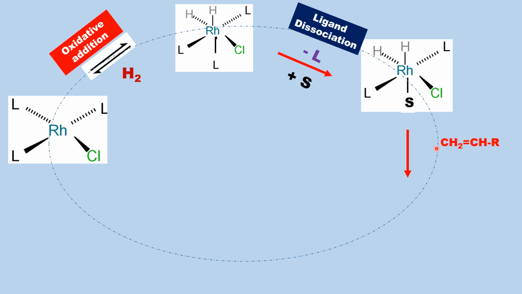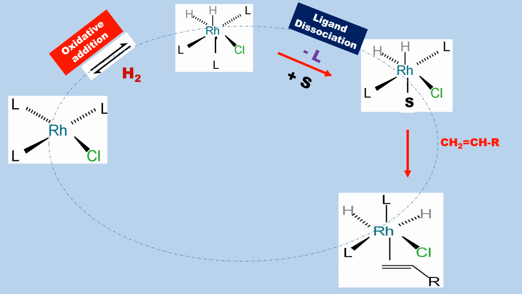Now the solvent is replaced by alkene to form a pi complex. You see here, I have moved hydrogen from here to here. So this is called pi complex formation with the alkene. The next step is very important.